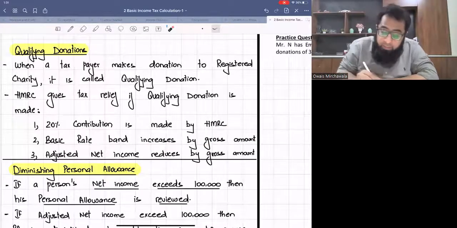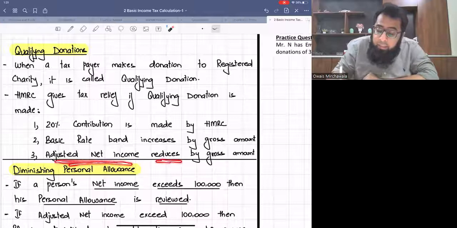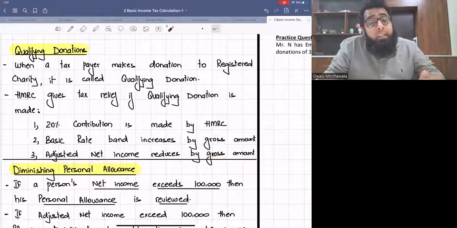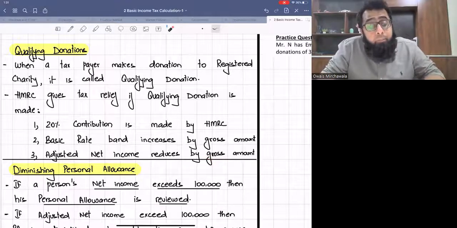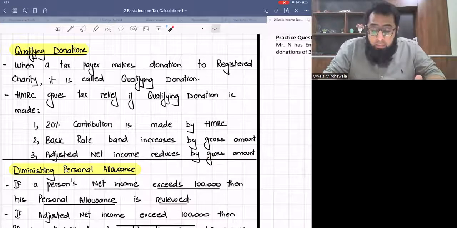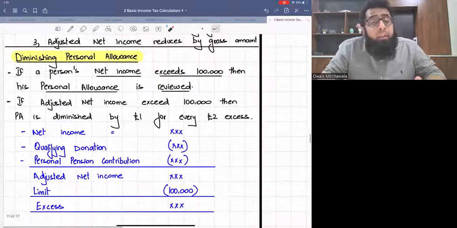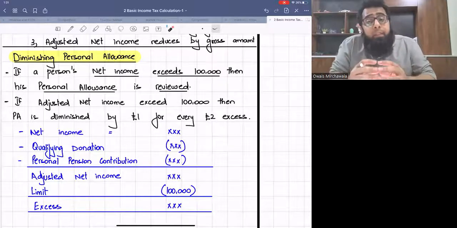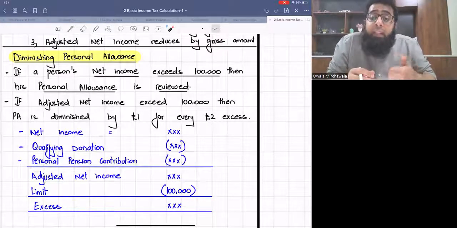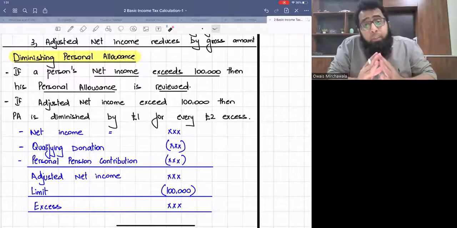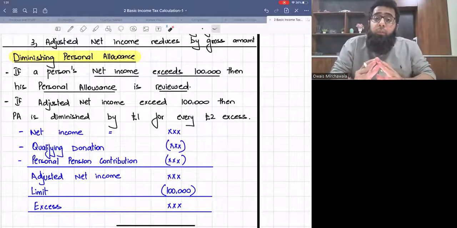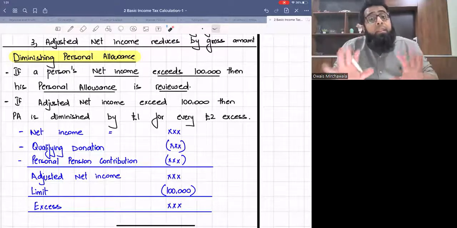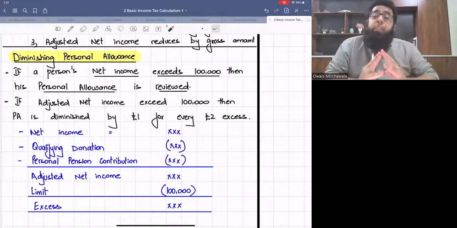And the third benefit is that adjusted net income reduces by the gross amount. Now, this is a new word. We haven't studied the concept of adjusted net income. What is adjusted net income? For that, you need to understand the concept of diminishing personal allowance. If a person's net income exceeds £100,000, please listen to me with patience and concentration. We will repeat each and everything, do practice questions, and make these things simple and clear. So have some patience.